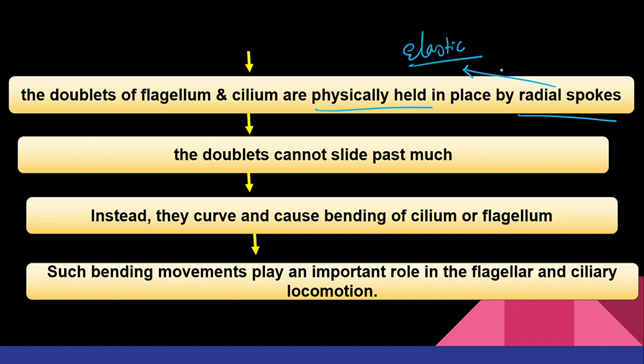It will allow little movement. It will allow only a limited amount of sliding, right? The doublet cannot slide past much because of the presence of radial spoke. Instead, they curve. Since there is a limit, they won't slide like this. There will be a curve because something is holding. What is that something? That is your radial spoke, right? Now, such bending movement plays an important role in flagellar and ciliary locomotion.